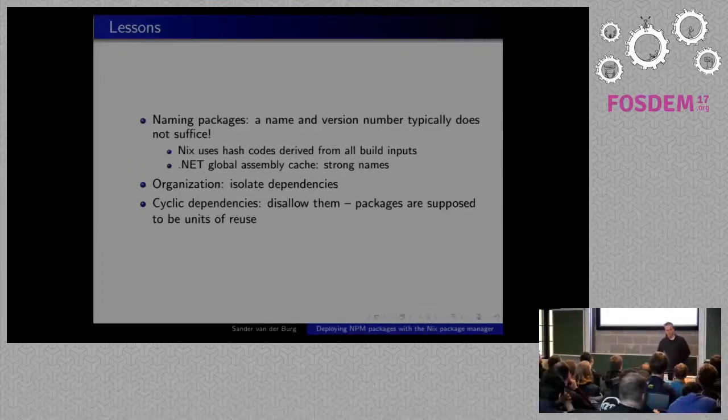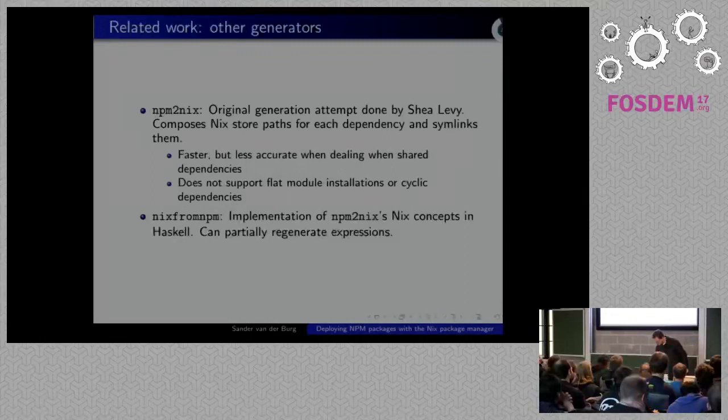Also, organization is important, so isolate your dependencies well. Don't put them in some kind of global namespace. And also cyclic dependencies, disallow them. I see this quite a lot, but packages are supposed to be units of reuse. And if two packages are mutually dependent on each other, then it's no longer reuse anymore. They should ideally belong together.